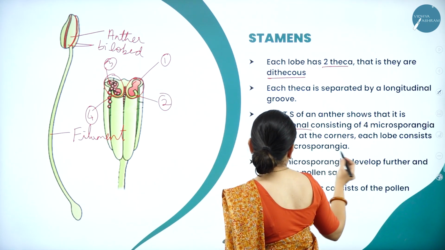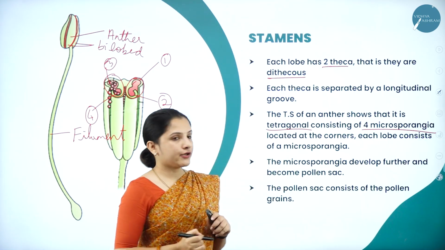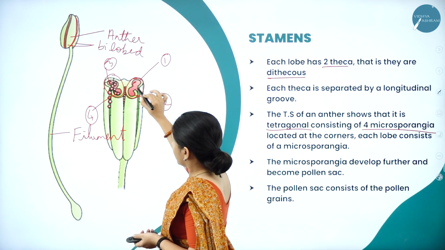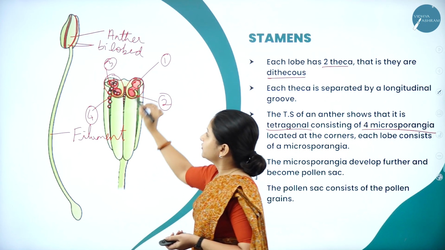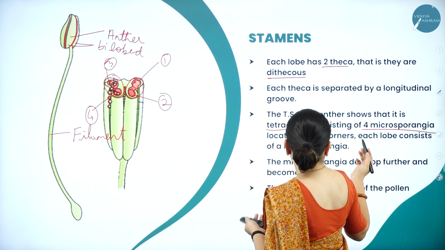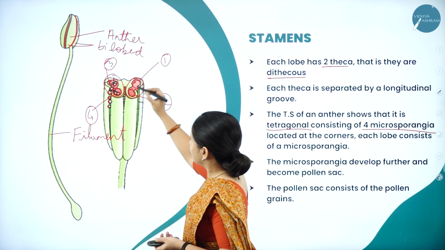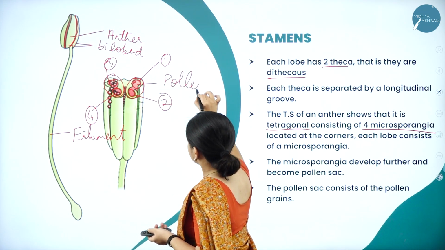So totally, there are about 4 microsporangia. As I told you, 1 microsporangia here, 1 here, 1 here, and 1 here. So totally, you have 4 microsporangia. And inside the microsporangia, you have the pollen sacs.